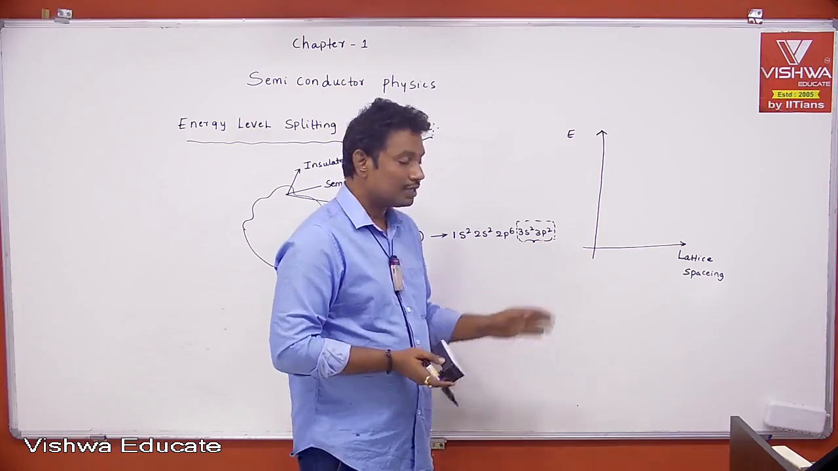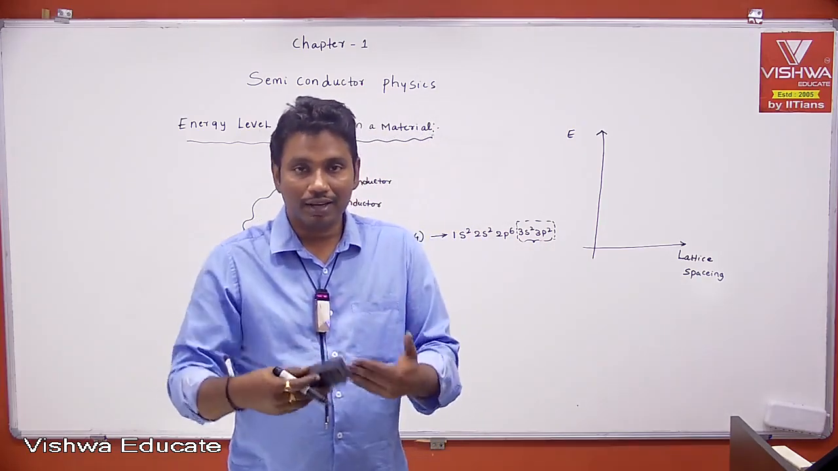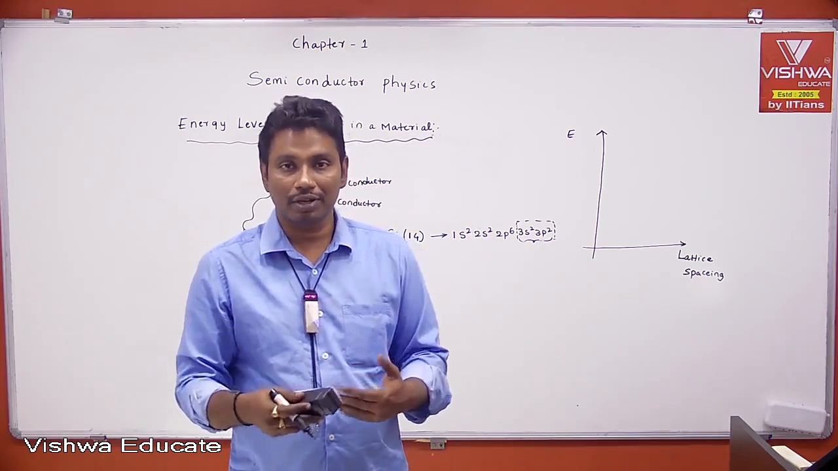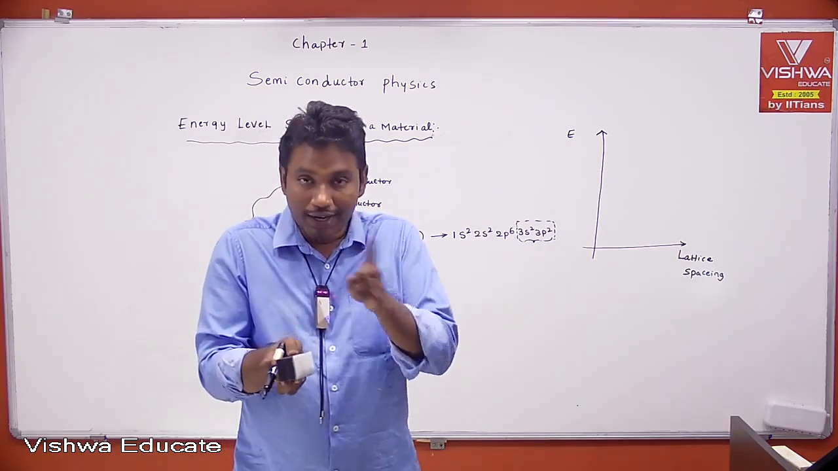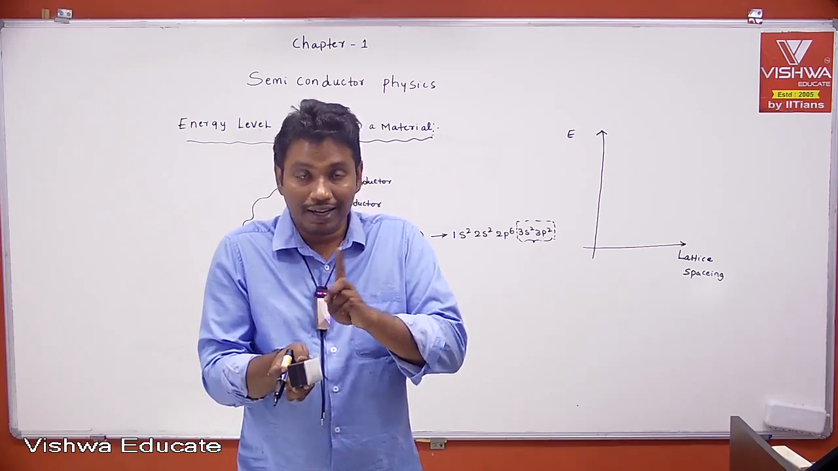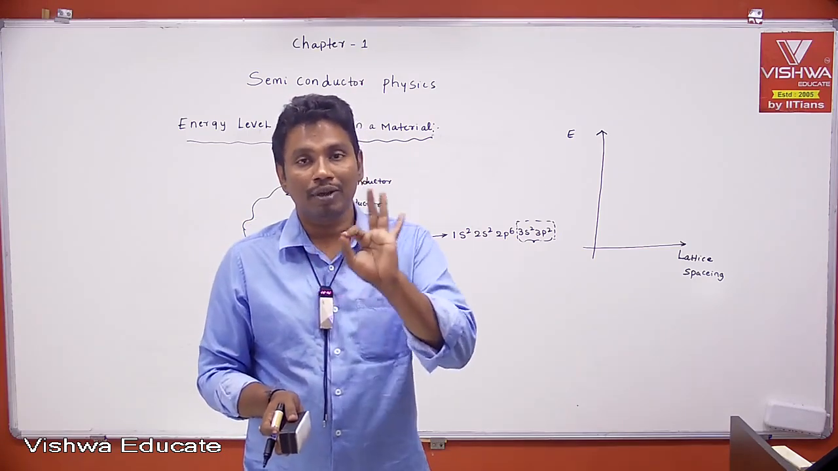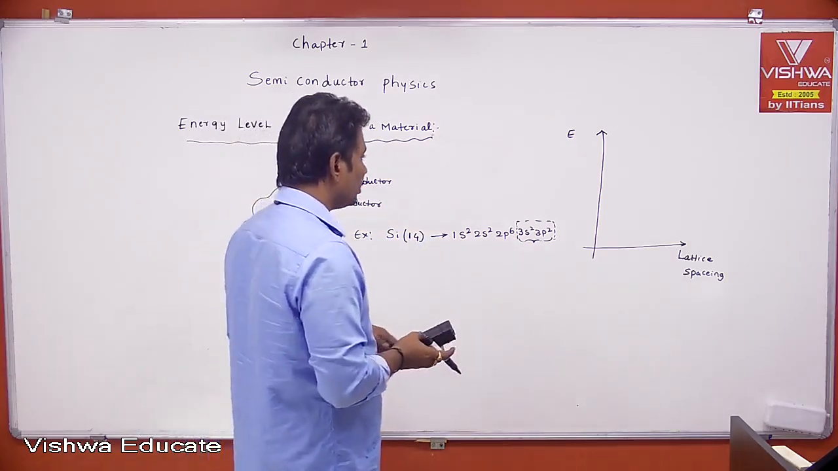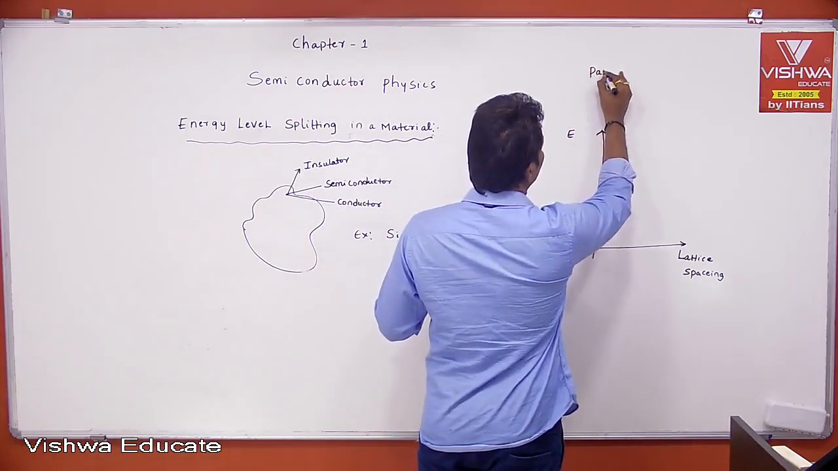Same energy, right? See, if these atoms are far apart from each other, the interaction between the atoms is negligible, right? Now if these atoms are brought closer, what happens? The interaction between the atoms increases, and these atoms form an electronic system, and it can obey Pauli's exclusion principle.